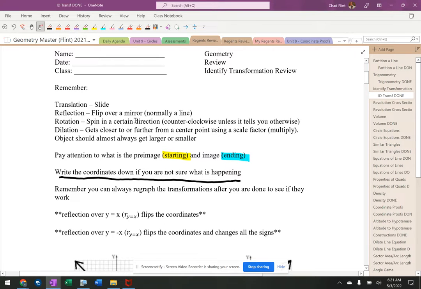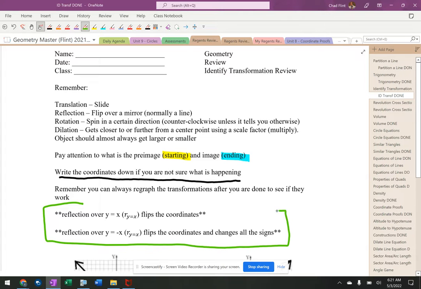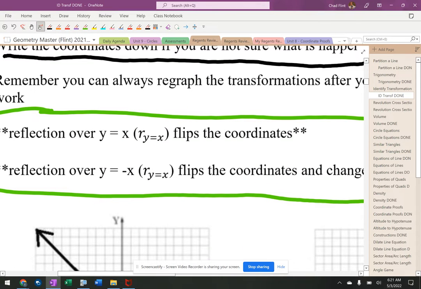All right. Re-graph it. And then the two that kind of get tossed in every once in a while: remember, if the coordinates flip around, so the x's and the y's change positions, that's a reflection over y equals x. Okay. And if the coordinates flip around and their signs change from positive to negative, that means it's a reflection over y equals negative x. And I actually do not have a negative on there. This should be y equals negative x.